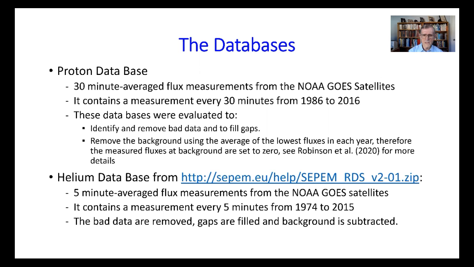The helium database we used is the one ESA developed as part of the SEPM project. It consists of 5-minute average fluxes. And so there is a flux measurement every 5 minutes from 1974 to 2015. Again, the bad data were removed, the gaps were filled, and the background was subtracted.